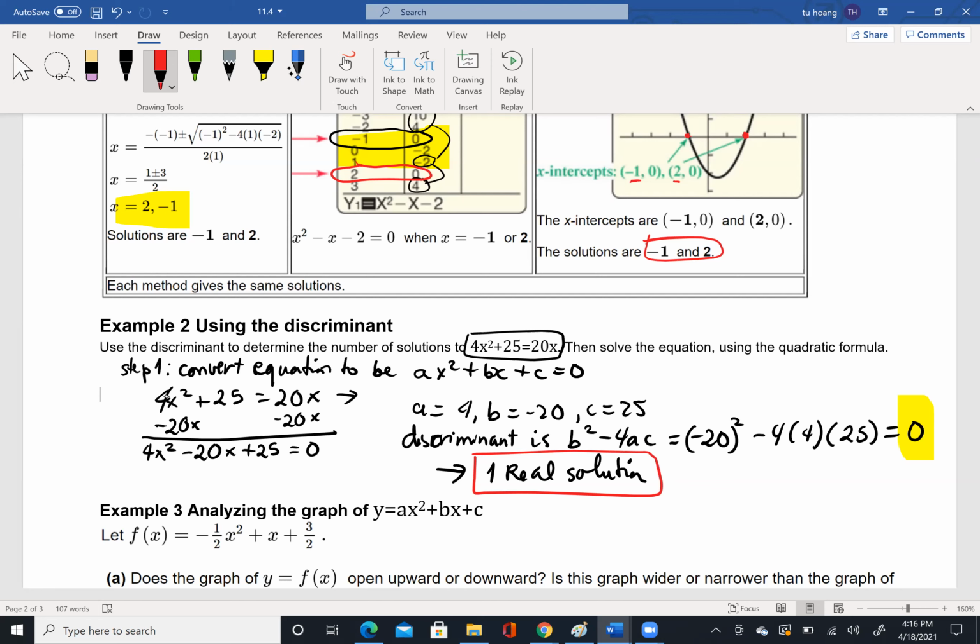And if you want, you can solve it, but I don't think we have to do that, because it's solve the equation, right? Okay, so let's go ahead and solve it.